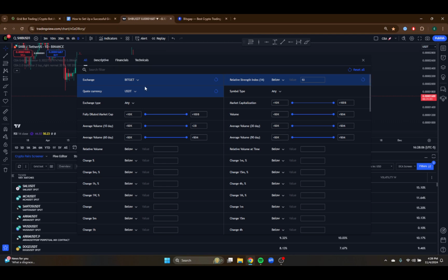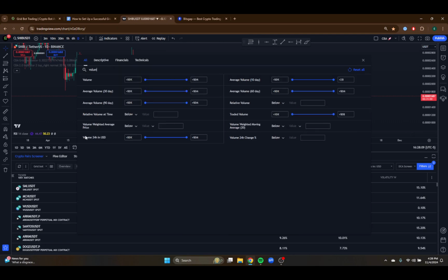Something else that I'm going to be adding is the volume 24-hour in USD. As I explained in previous lessons, this filter is going to help you find cryptocurrencies that are worth investing in. They are more valuable. So as we can see right now, we have 1,049 matches. I'm not going to be looking into 1,049 cryptocurrencies because then this video is going to take like 2 days, and that's just not going to make it.